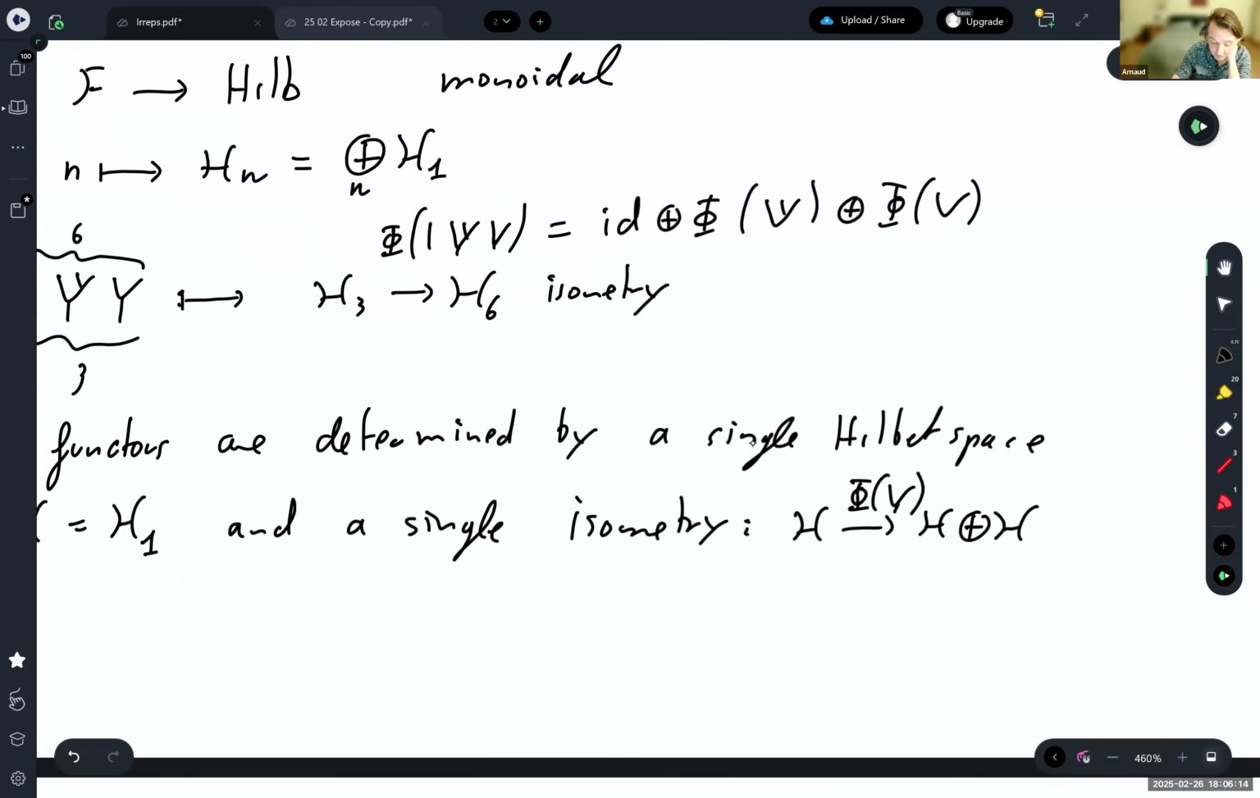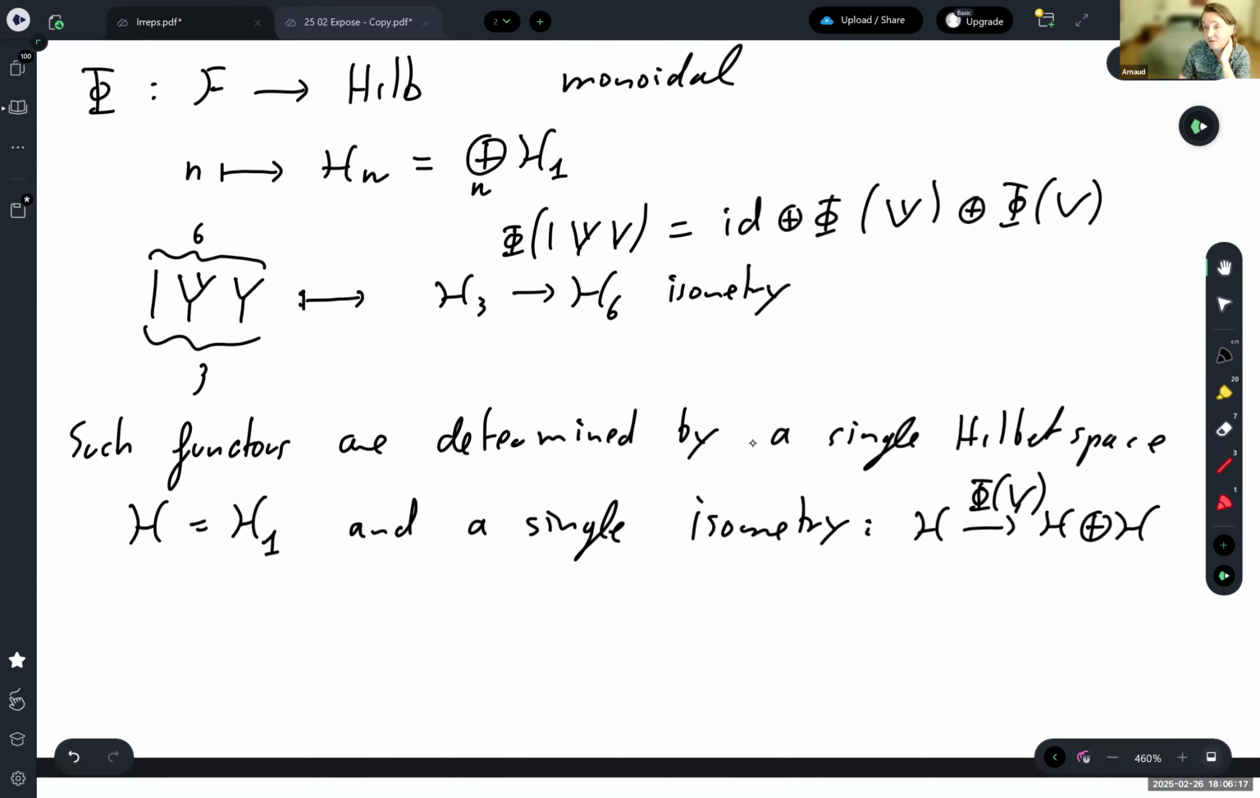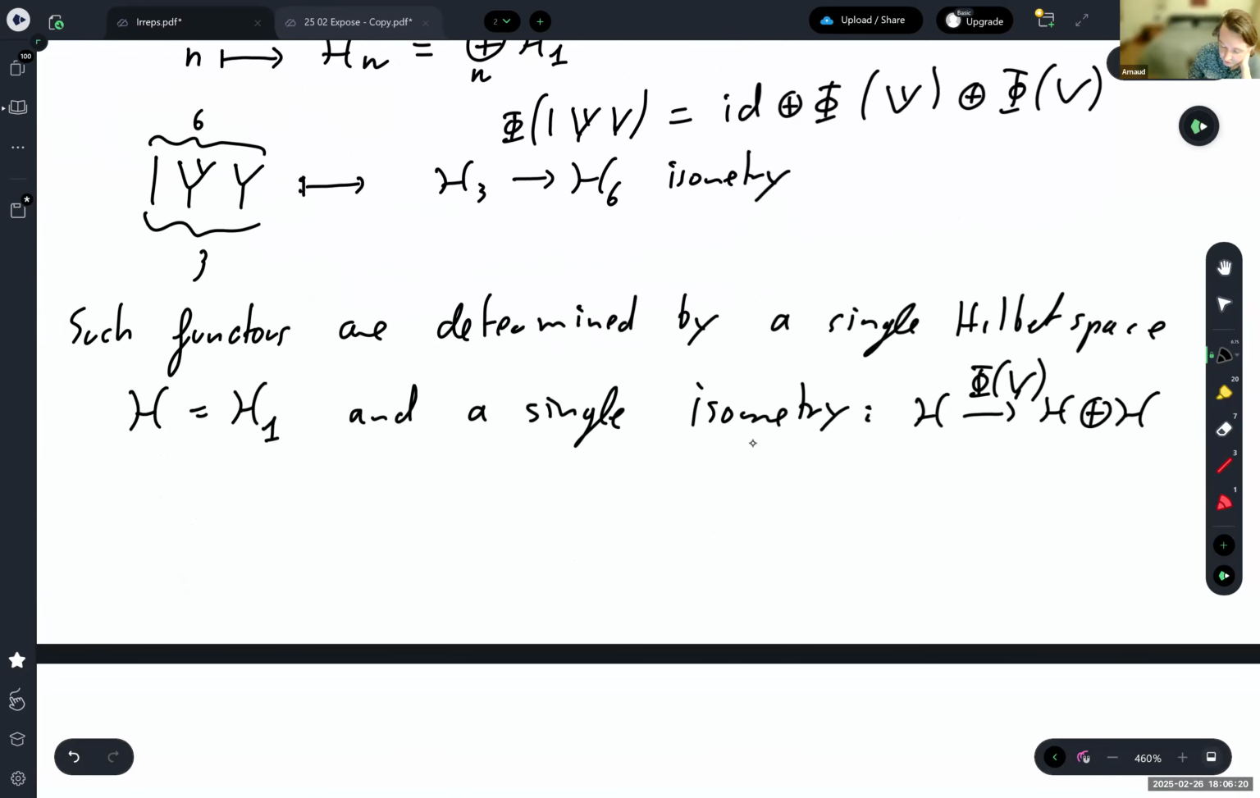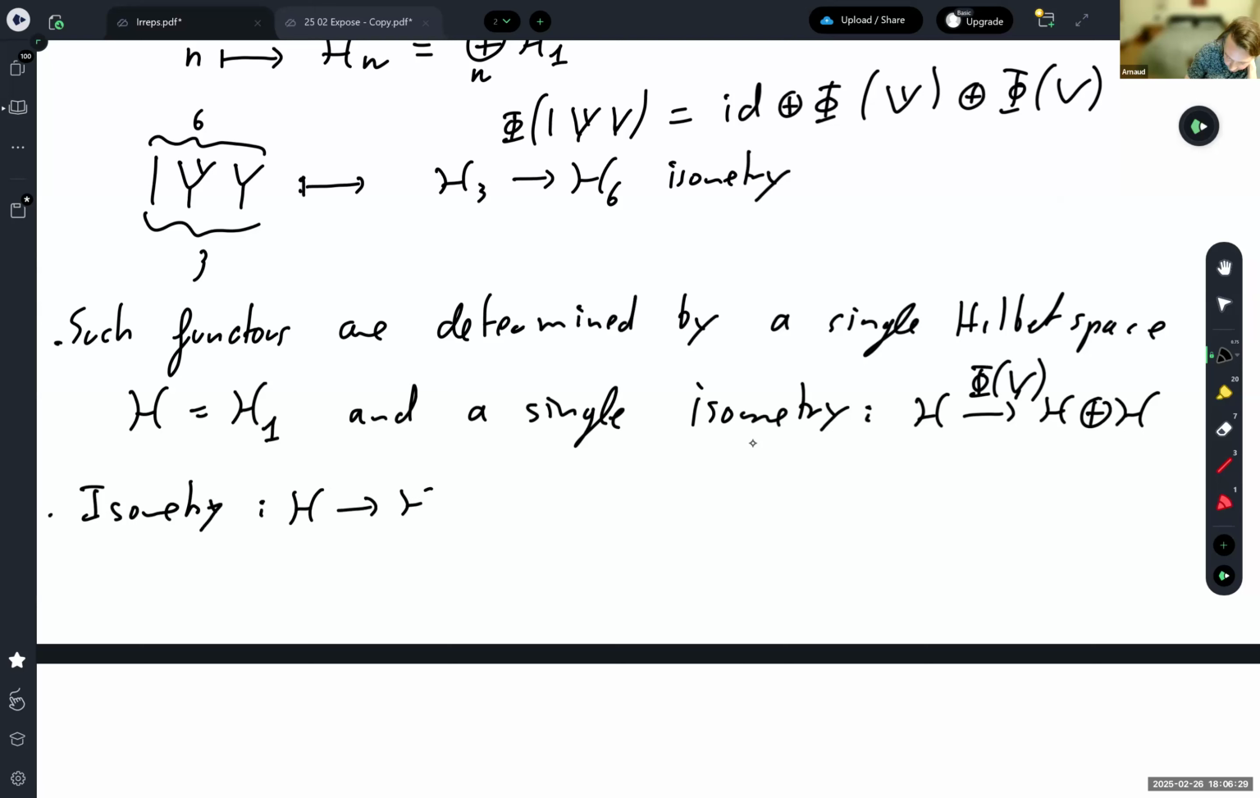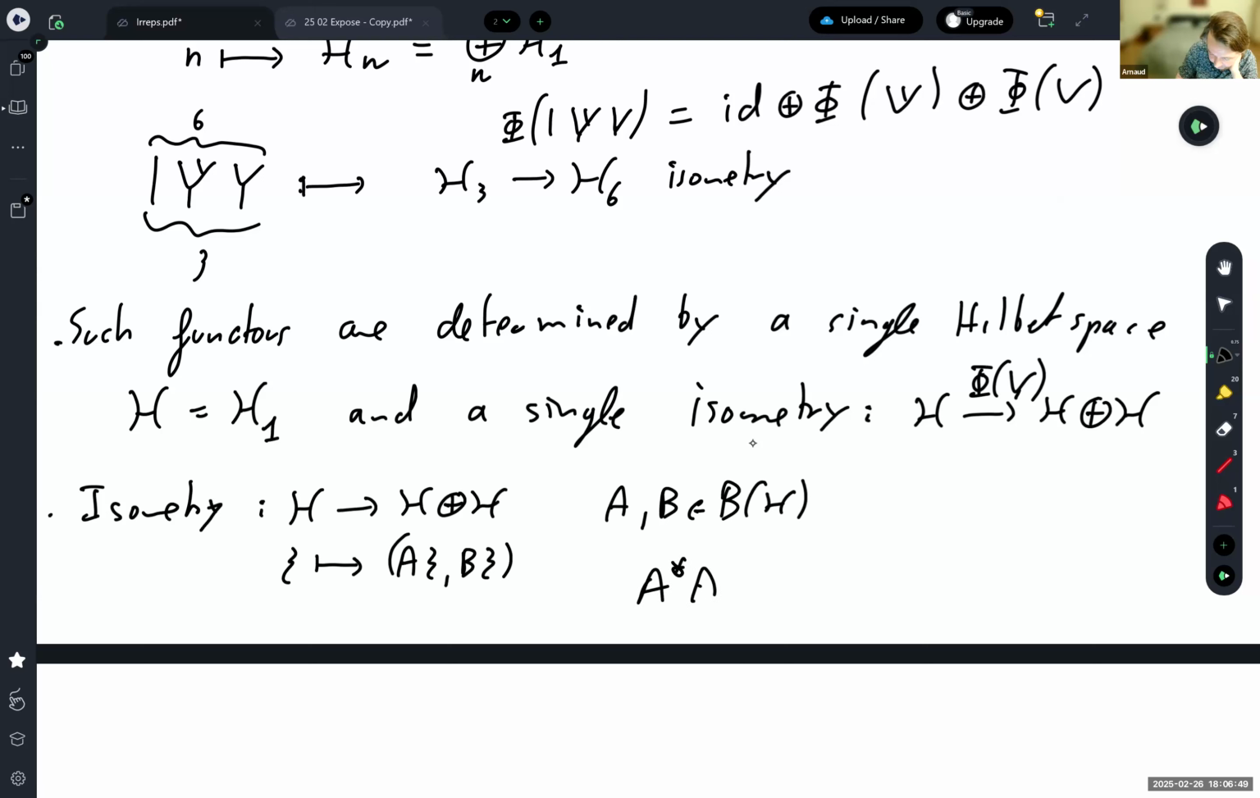So all we need to know is that. That's why I'm saying it's very easy to build such a thing. Now what does it mean to be an isometry from H to H plus H? Well, you could just take the legs, so you will get two operators like that. Now they become operators from H to H. And you want the isometry condition, which says that this is the identity of the Hilbert space.